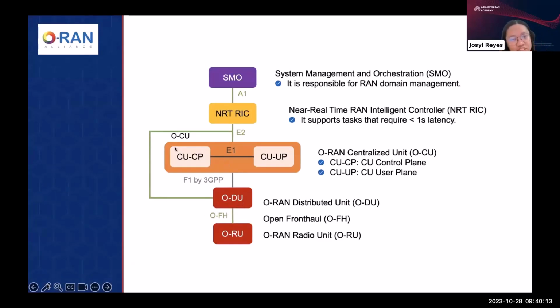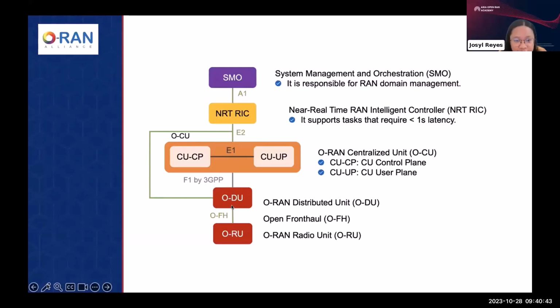And then ito po yung CU natin, and it's composed of the control plane and user plane para ma-separate yung processing ng mga overhead. Yung isa is focused dun sa data of the user. So ito po yung main, yung centralized unit natin. And then the mid-haul interface again is connecting the CU and DU. This one is what we call the F1 interface, defined by 3GPP.